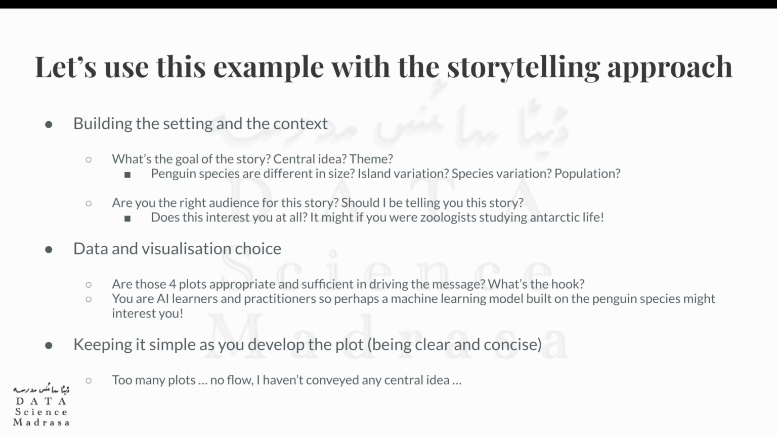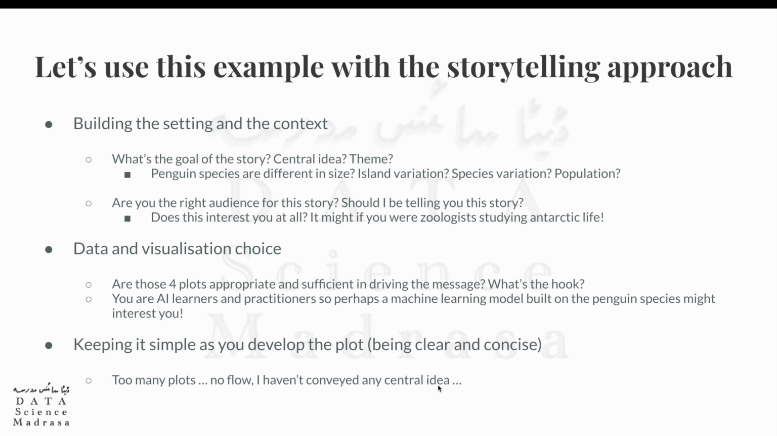Are you the right audience for this story? Is it relevant? Well, clearly not, because we're all interested in data science. We're not zoologists studying Antarctic life, so it's interesting, but it's not really relevant. Data and visualization choice. Are those 4 plots sufficient in driving the message? Unclear. We're all AI learners. You're doing this course, you're also interested in learning data science, ML, AI. So perhaps it might interest you to build a machine learning model that is classifying the penguins based on this data, but you're not really interested from a domain perspective, and specifically those 4 plots that were shown do not clearly show you why this story is being told to you.